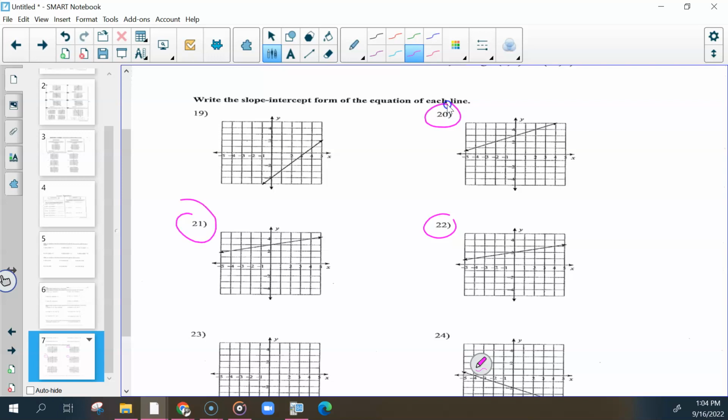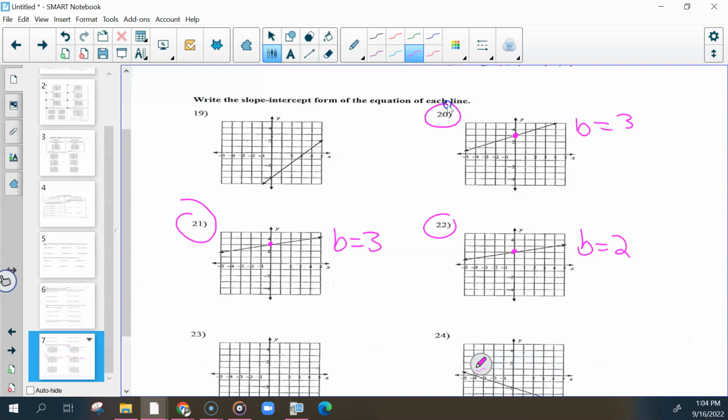Alright, so we need to find the y-intercepts and slopes for each of these. I'm going to do these all at the same time. Wherever this line crosses your y-axis, I'm going to put a point there, so I can say what my y-intercept is for all of them. For this one, y-intercept is? 3. For this one, 22? 2. And then for this one, 21? 3. So we got that part out of the way.